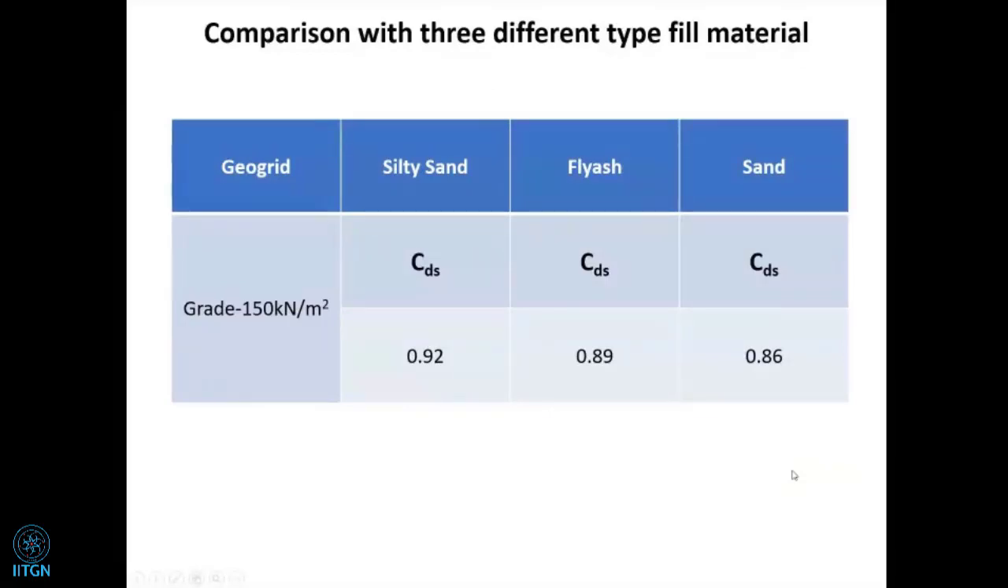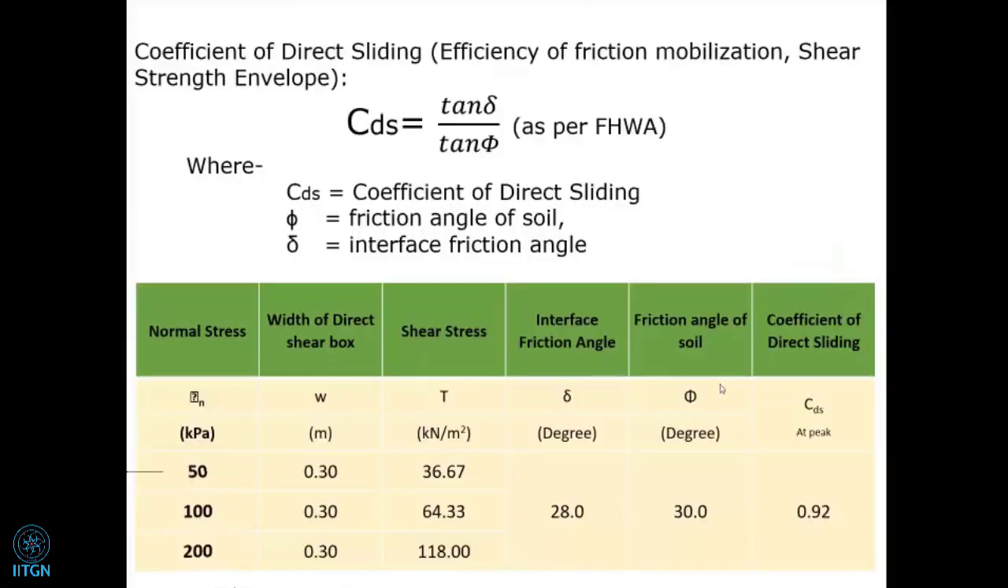For different kinds of strata, this is the comparison of CDS value for a 150 kilonewton per meter square geogrid. It varies from 0.92 to 0.86. It means that if the phi value of the strata is increasing, the CDS value will be less, because the tangent phi is inversely proportional to CDS. That's why this trend is observed.